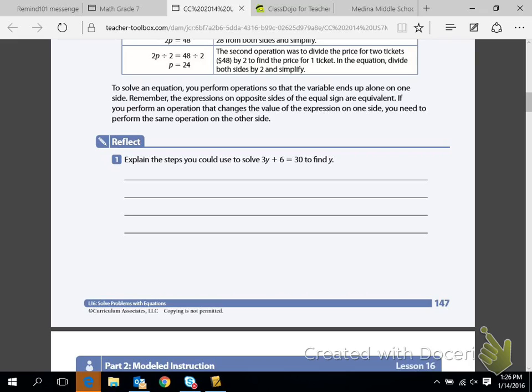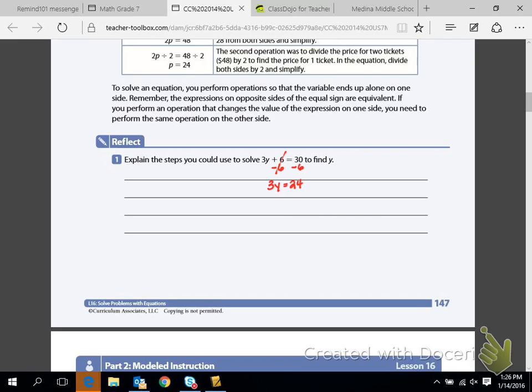In our reflection question, we're asked to explain the steps you could use to solve 3y + 6 = 30 to find y. If we wanted to solve this equation, again, we would have to use inverse operations. So we would want to subtract 6 from this side, making this equal 0, and whatever you do to one side, you must do to the other. We would be left with 3y = 24.